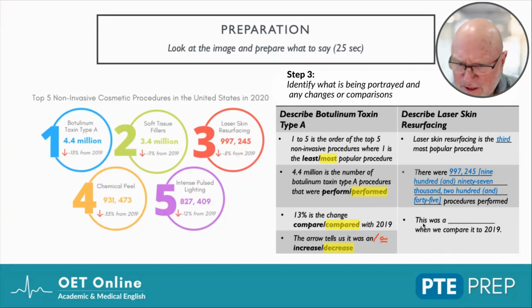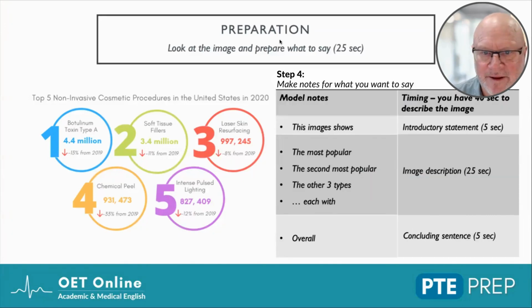Last one. There was a what when we compare it to 2019? There was an 8% drop, or there was a decrease of 8% when we compare it to 2019. All right, so that's describing your facts. Step 4, we're ready to speak. We might have made a few notes. We've identified a standard statement, the image shows, the most popular, the second most popular, the other 3 types, we may not want to mention them all, and overall.